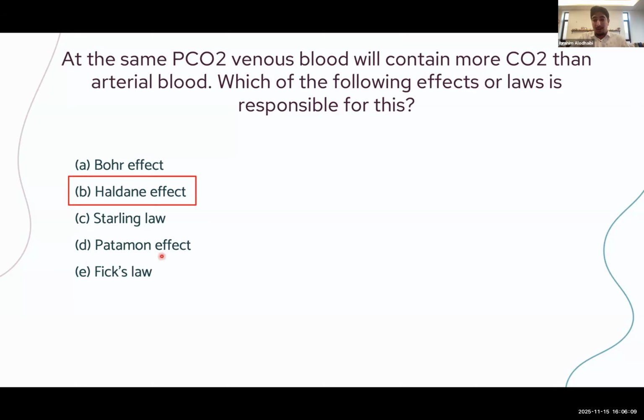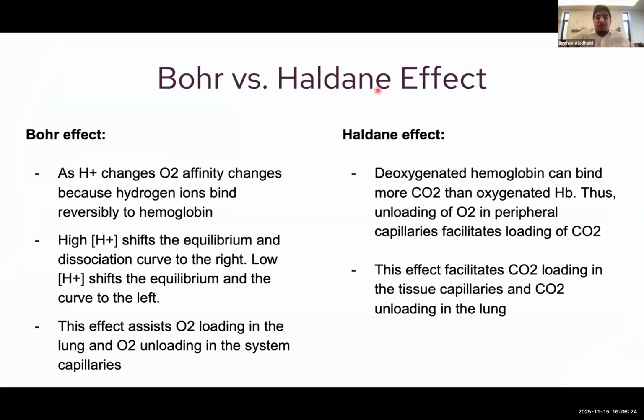Just to be clear, Patamon effect is not a real thing. That is an option I made up and put into this question. So if you're not recognizing what that is, it's okay. Patamon is a Digimon. I just needed an option to put into this question. But yeah, the answer for this is Haldane's effect. So let's discuss what is the difference between the Bohr effect and the Haldane effect. They are easy to get mixed up.